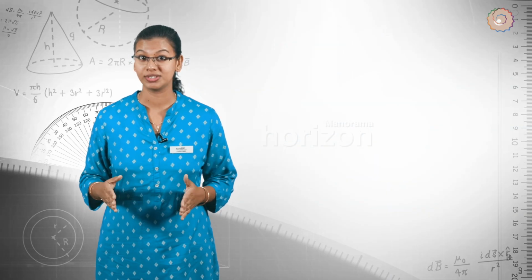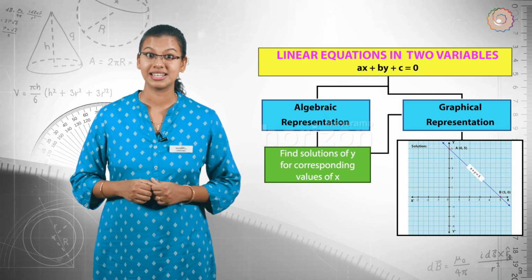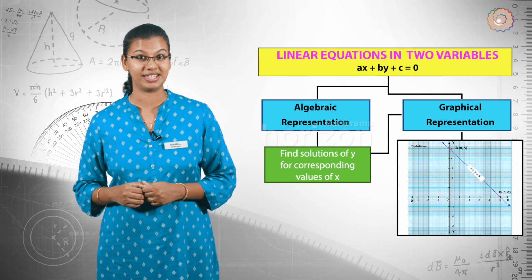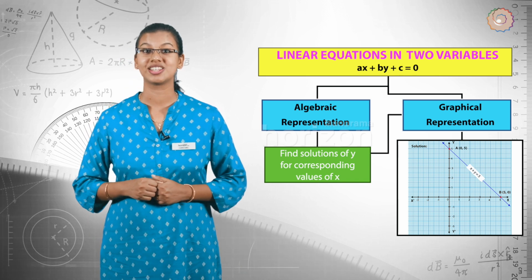So we can conclude that a linear equation in two variables can be represented algebraically and graphically, and in both cases we need to find 2 or 3 solutions of the equation.